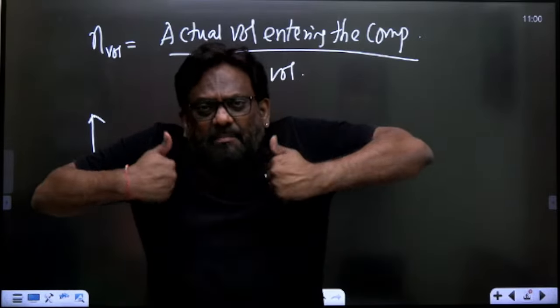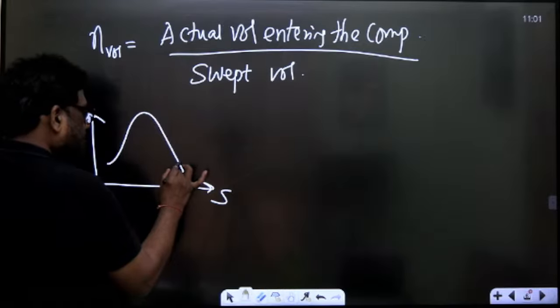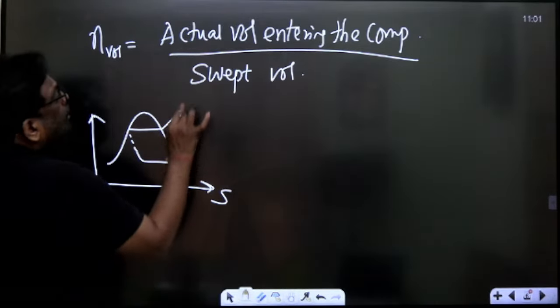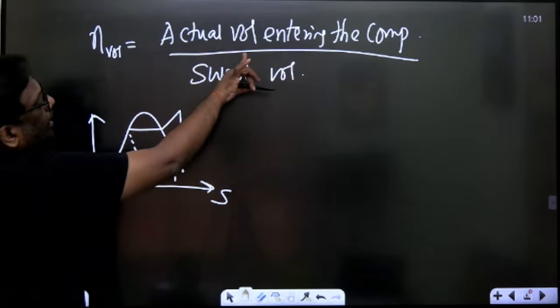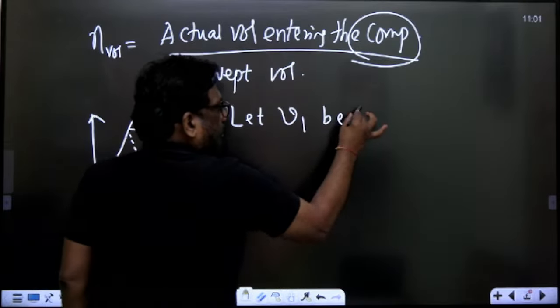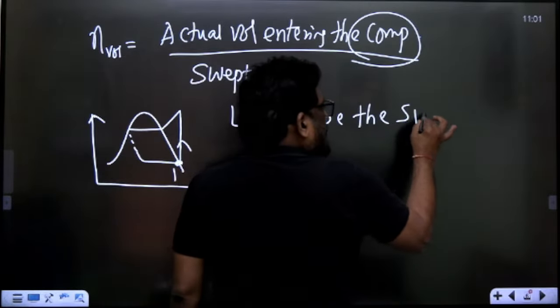Yes. So therefore, it is the actual volume by swept volume. इधर देखो sir. At what point is the actual volume entering the compressor? At what point is the refrigerant entering the compressor? Point 1. Let V1 be the specific volume of the refrigerant entering the compressor. क्या मतलब है सर?